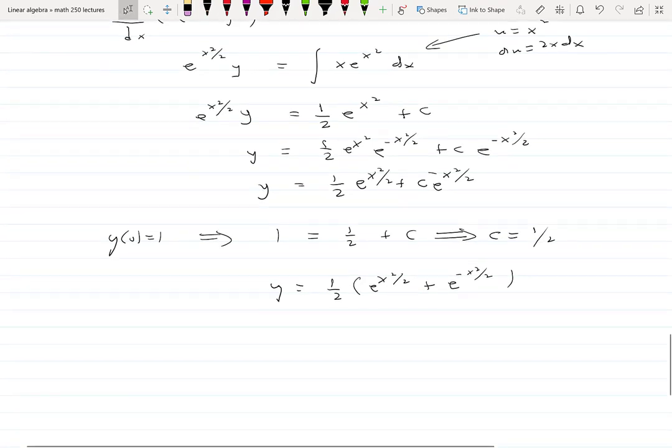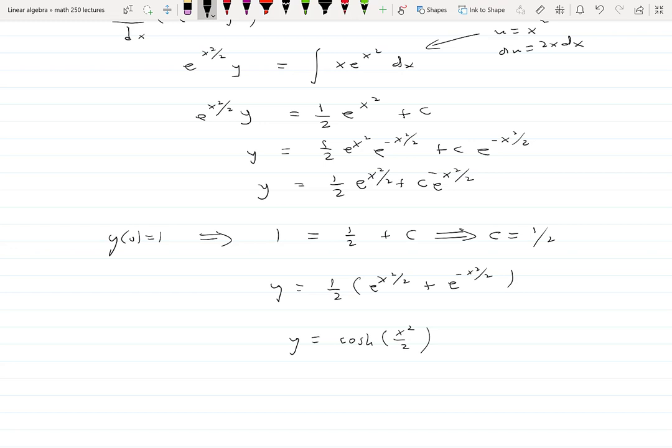And okay, you engineers, do you recognize this function? This one is going to be important for you engineering types to recognize. This is the hyperbolic cosine of x squared over 2.